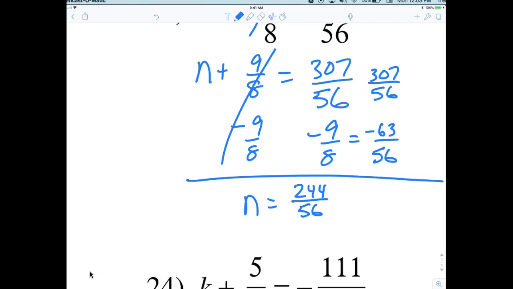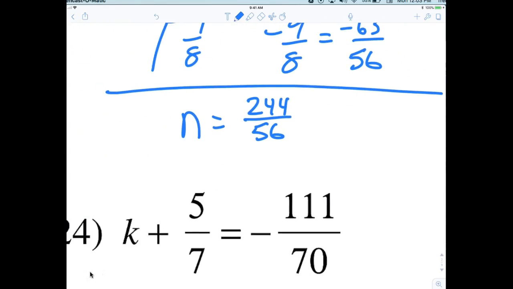Is it positive or negative again? Positive. And now you have to reduce it. What number definitely goes into 244 and 56? 2. 8 might, but I don't think 8 does, because 8 goes into 24, but 8 doesn't go into 4. Do you see that? So let's just divide by 2 quick. If I divide by 2, you should be able to say that's 122 rather quickly. And 56 divided by 2 is 28.